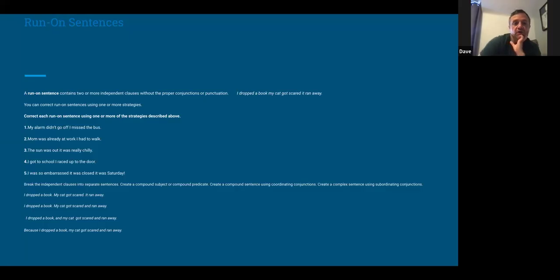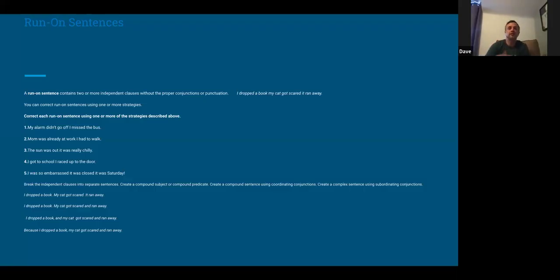So break apart independent clauses into separate sentences, and create compound subjects or compound predicates. I dropped my book. My cat got scared. It ran away. Right? So I can write, I dropped my book. My cat got scared and ran away. So if you see, I took those two sentences, my cat got scared, it ran away, and now combine them into a compound predicate, compound verbs. Okay? Or I dropped my book. My cat got scared and ran away. Because I dropped my book, my cat got scared and ran away.